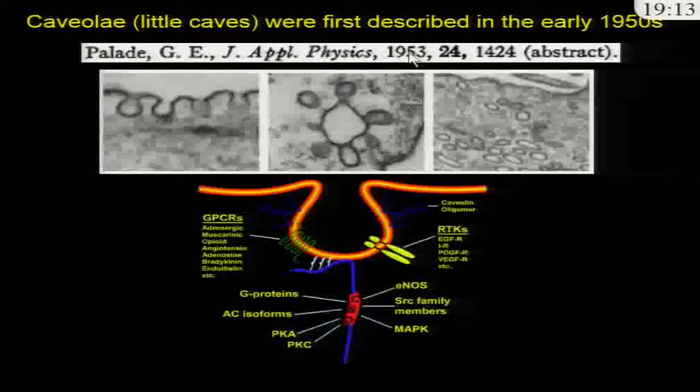So for about 40 years, the structures were largely ignored. They were thought of as EM artifacts. It wasn't until 1992 when Richard Anderson at UT Texas discovered the protein, knocked it out, the structures disappeared, and they created some amazing pathologies in mouse models.